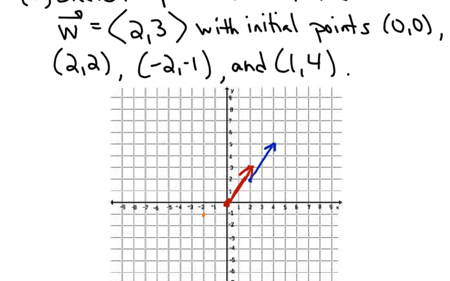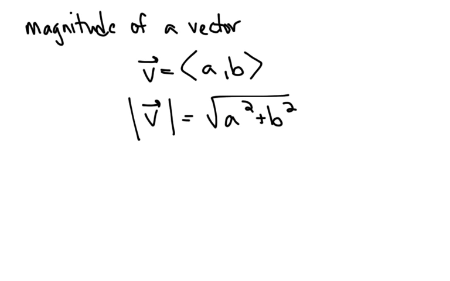Alright, how about negative 2, negative 1? And I go 2 to the right and 3 up. I'm going to end here. Again, same length, same direction. And what if I start at 1, 4 and I go to the right 2 and up 3? All these vectors have the same length and the same direction. They had different initial points. They're all equal vectors. What if I actually wanted to know the length of a vector?